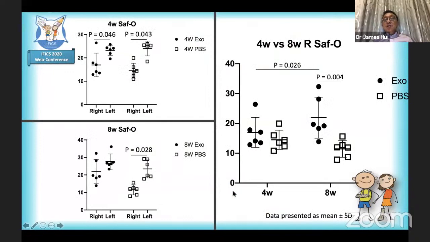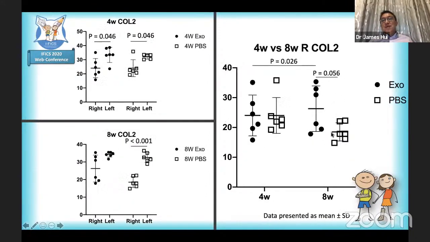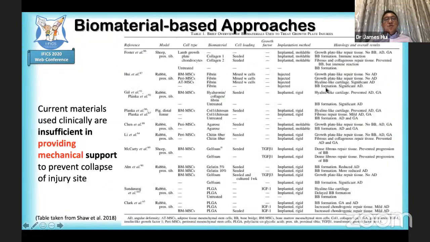So in analyzing them histologically, we find that at 8 weeks, safranin O staining, which measures physeal cartilage, gets more and more positive compared to 4 weeks. And also in the measurement of hyaline cartilage, there is more collagen type 2 at 8 weeks compared to 4 weeks. So this is something quite exciting. We managed to regenerate part of this.